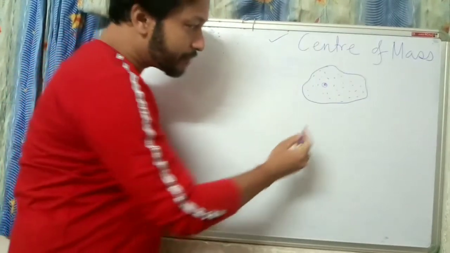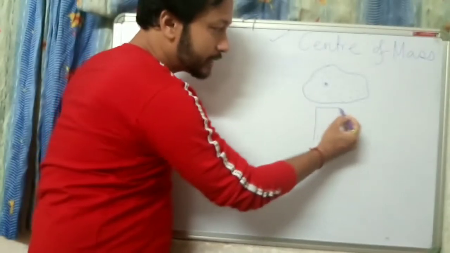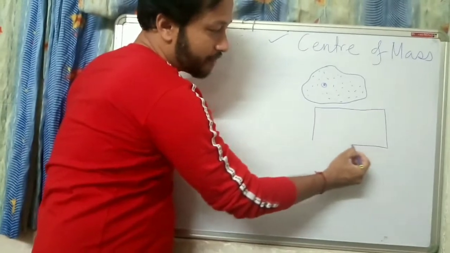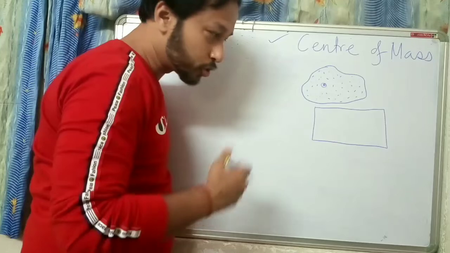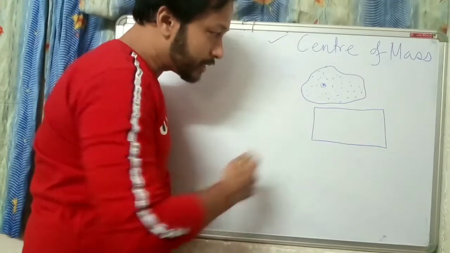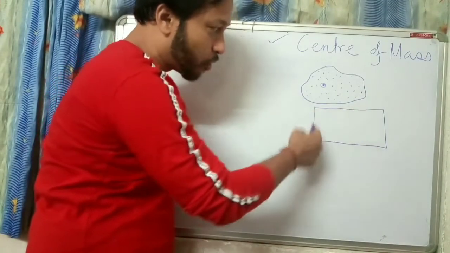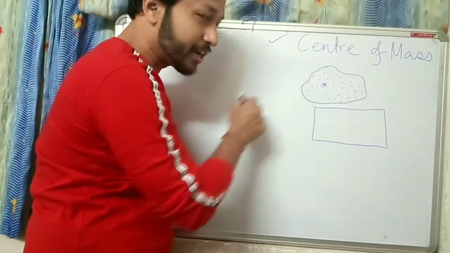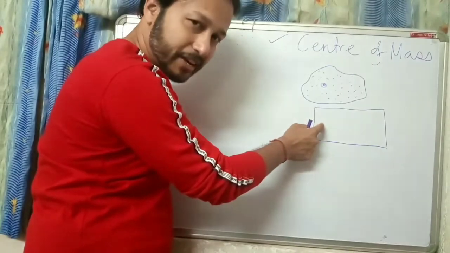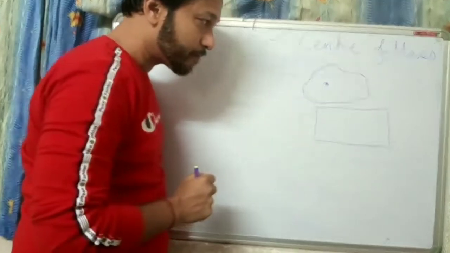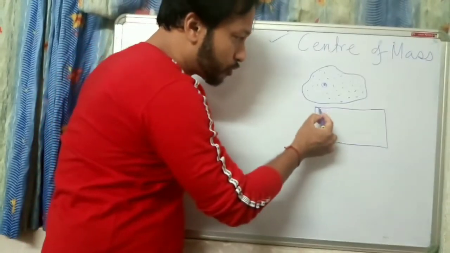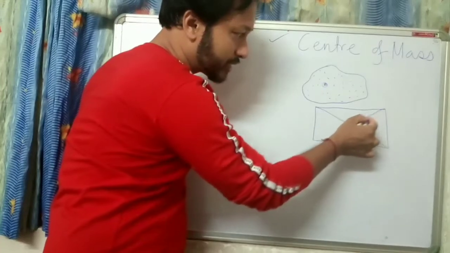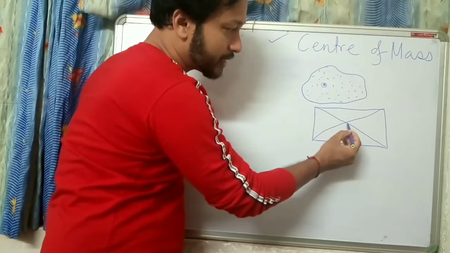Like the card which I have shown you, this is in the shape of a rectangle. So where is the center of mass? Since this is a regular shaped body, not irregular like the stone, finding the center of mass is very easy. You just have to draw its diagonals. This is the center of mass.